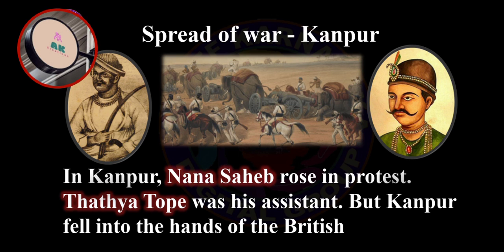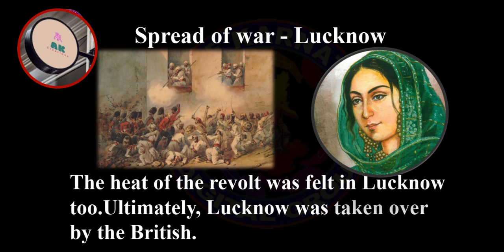So in Kanpur, Nana Sahib and Tantia Topi were arrested, and Kanpur fell into the hands of the British. So when in Kanpur, Nana Sahib rose in protest, Tantia Topi was his assistant. So Nana Sahib and Tantia Topi also started, but the Britishers captured it. Okay, and then it spread again to Lucknow. The heat of the revolt was felt in Lucknow too. Ultimately Lucknow was taken over by the British. So when it started, again the Britishers took it.